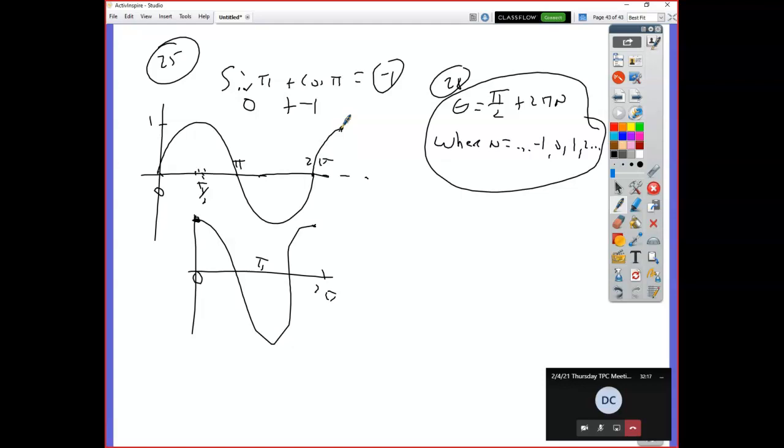Okay, so say it was sine theta equals 0. You pick one place where it's true: 0, pi, or 2 pi, any of those would work. Plus, how long until it repeats? So that would be pi plus pi n, where n is equal to dot dot dot negative 1, 0, 1, 2, dot dot dot. Okay. Solid.